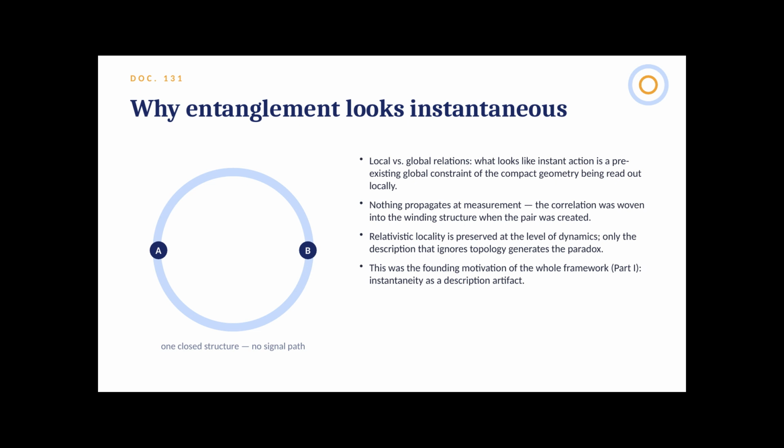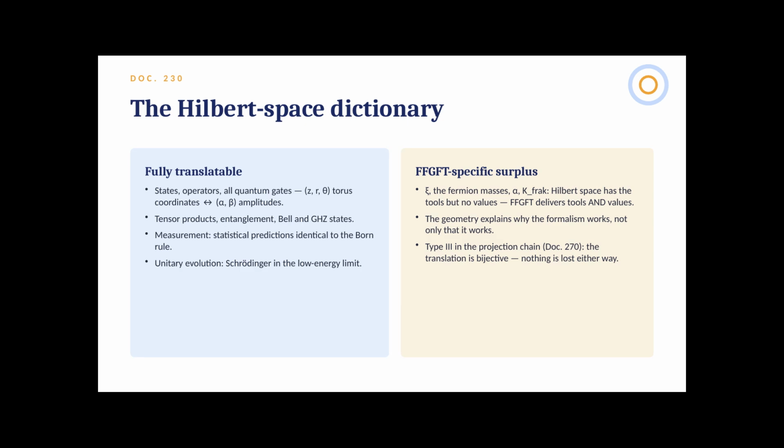The correlation was already woven into the winding structure when the pair was born. No information is transferred, you're just resolving a shared structure. Relativistic locality is preserved at the level of the dynamics. Only a description that ignores the topology manufactures the paradox. And this, honestly, was the founding motivation of the whole project: instantaneity as an artifact of description, not a real physical phenomenon.